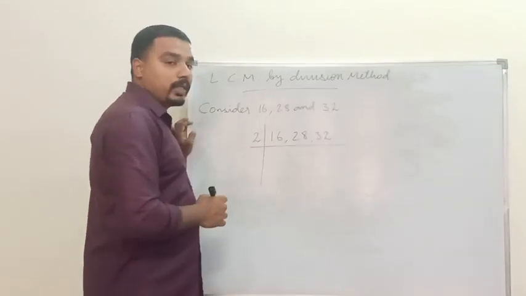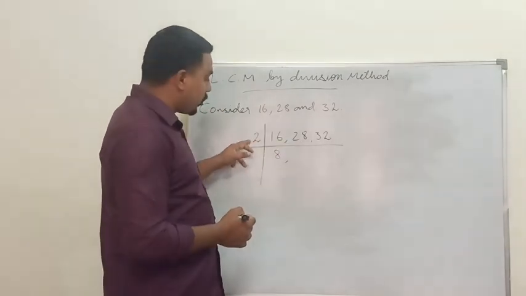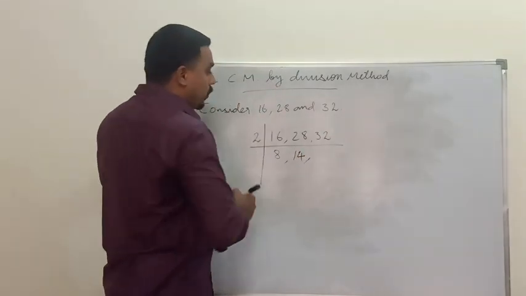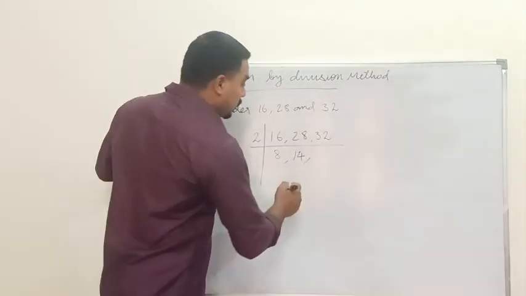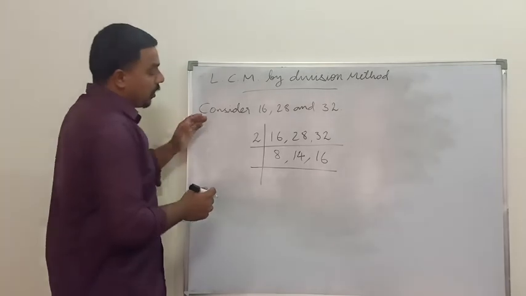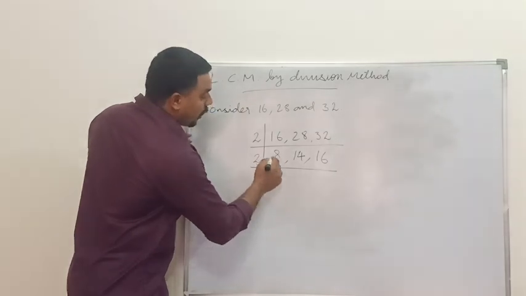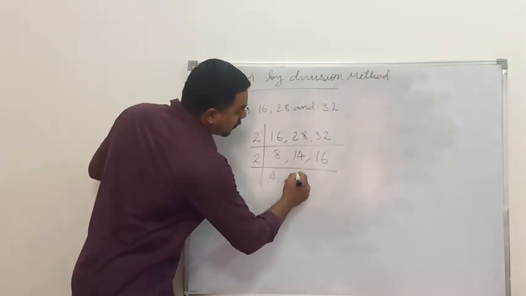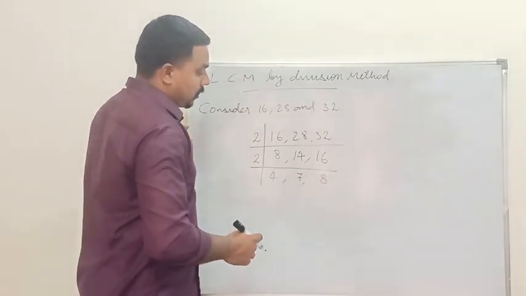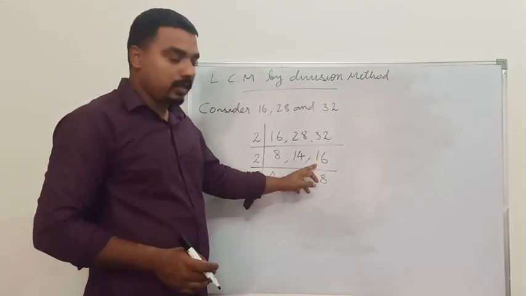So 16 divided by 2 is equal to how much? 8. Now see, 28 divided by 2 is equal to how much? 14. Next, 32 divided by 2 is equal to how much? 16. Clear? The same way, continue the process. Now we can take 2 again. 4 2s are 8, then 7 2s are 14, and 8 2s are 16.